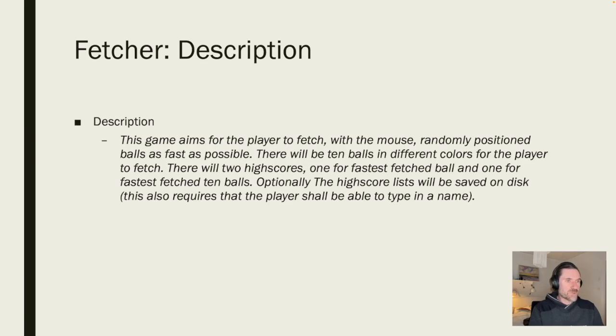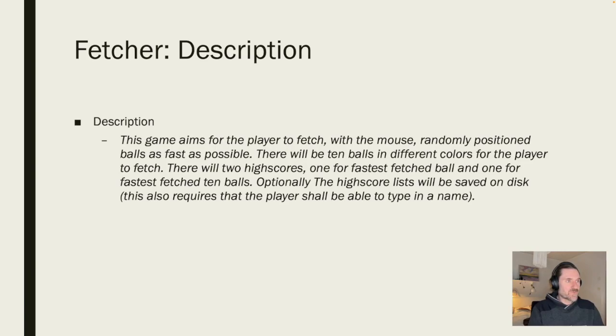There will be 10 balls in different colors for the player to fetch. There should be 2 high scores, one for fastest fetched ball and one for fastest fetched 10 balls. Optionally, the high score lists will be saved on disk. And if you do that, you also need to be able to type in a name. Quite simple, but at least it's a description, and I hope it fetches the goal of the game.